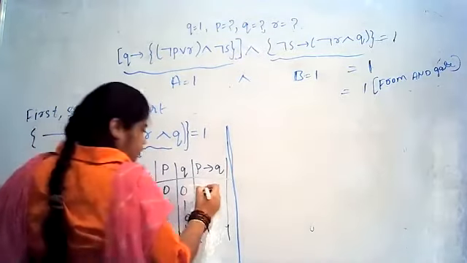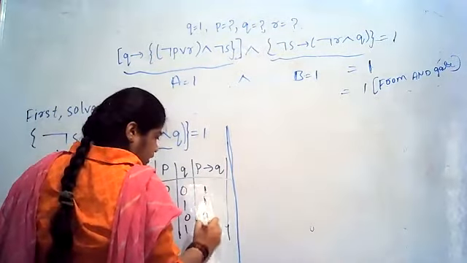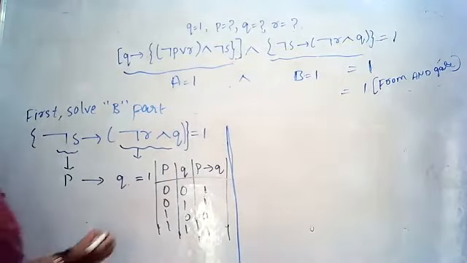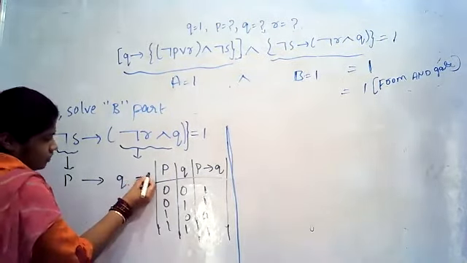This is 1, 1, 0, 1. Okay, just remember it is 1, 1, 0 and 1. Okay. Now we need to find out when our condition 1 will be there.